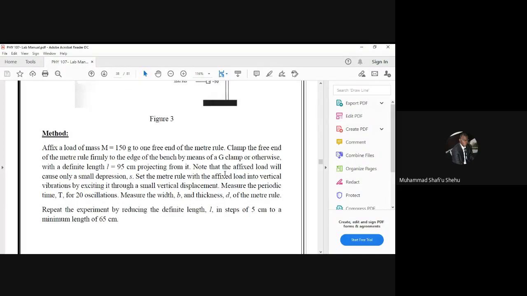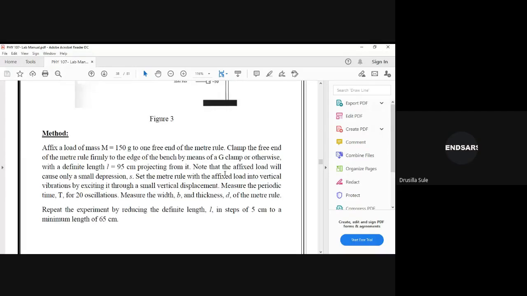So I would like Dabai, can you read from where he stopped? Dabai, Aisha Dabai. Okay, Drusilla. Drusilla. Yes, sir. Okay, can you read from where he stopped? Sorry, sir. Please, where did you stop? Okay, he stopped at by exciting it through a small vertical displacement.